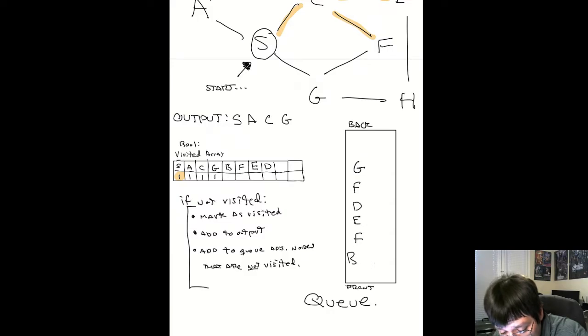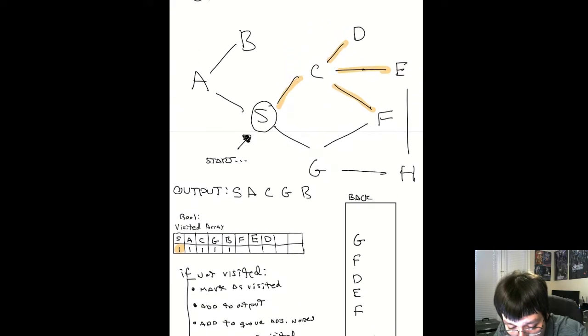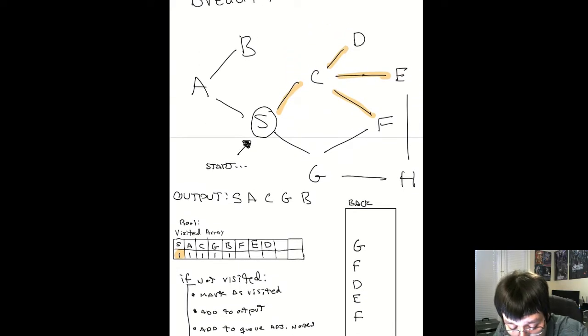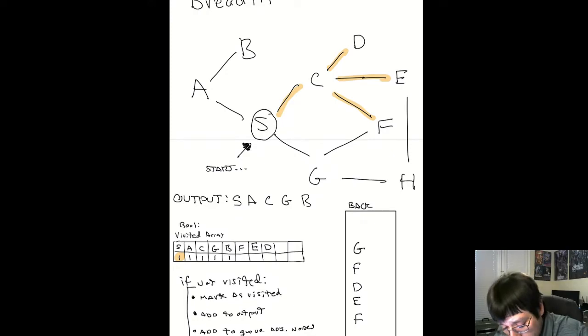Let's take the next thing out. We got a B out. Let's do the B and then I'll come back to that. So mark as visited, add to the output, which we just did, and then add all adjacent nodes to B. Notice with the B that the only adjacent node is A, and that is already visited, so we're good to go. So, all right.